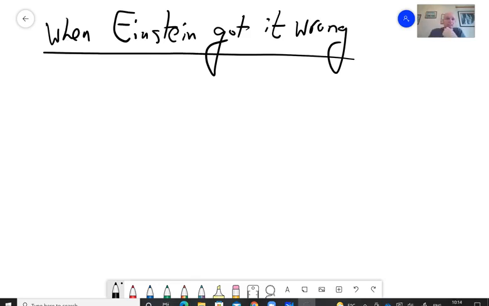Hi, there is a nice story about the debate between Bohr and Einstein, where actually Einstein got it wrong. So Einstein doubted the uncertainty principle, and in particular the energy-time uncertainty principle that states that delta E, delta T is at least h bar.